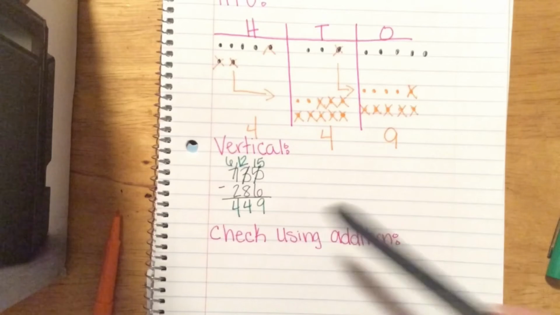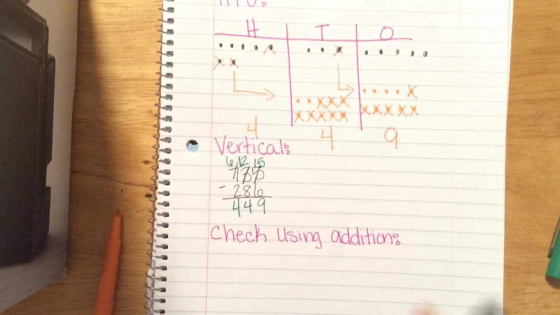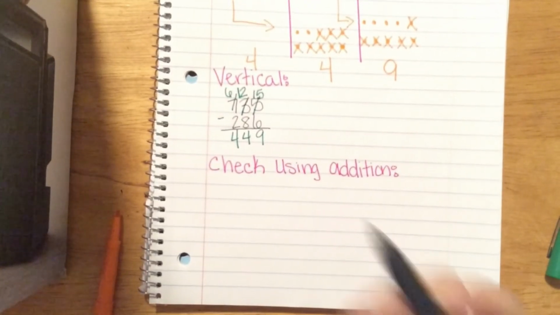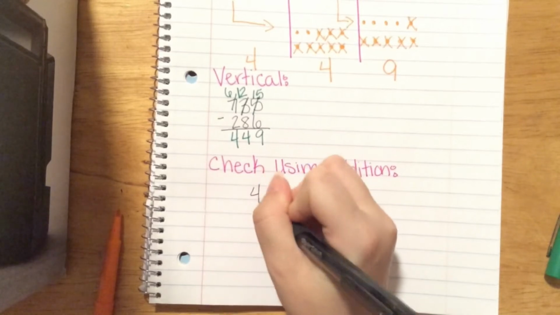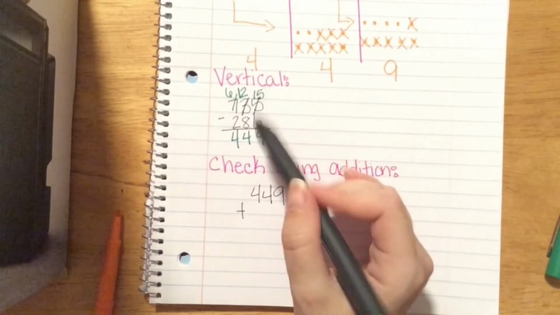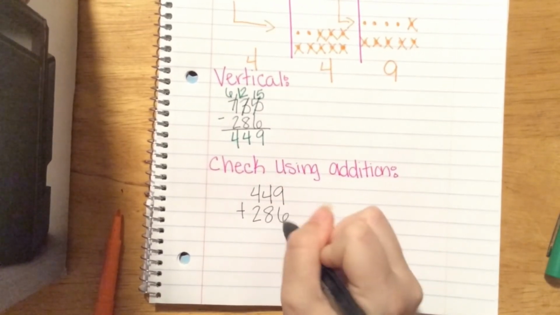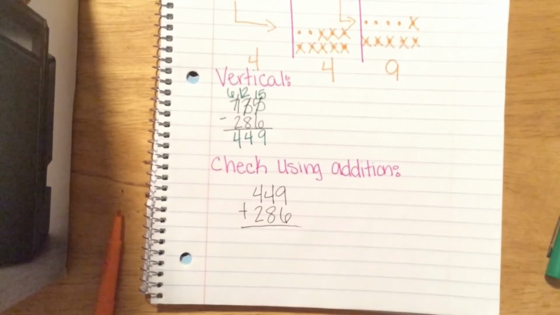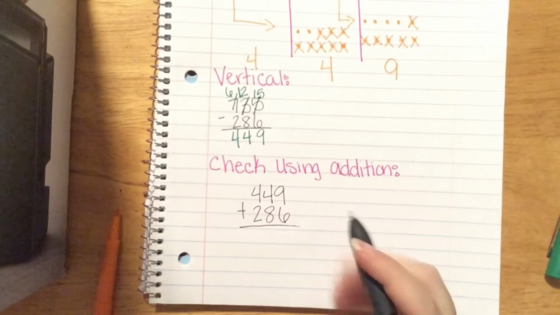449 is what we are going to add to our smaller subtrahend, which was 286, to see if we got the correct answer. So I'm going to take my answer that we got, 449, and I'm going to add it to the smaller subtrahend, to 286. And what we are hoping to get is 735. If we get that answer, then we know that our subtraction was perfect.